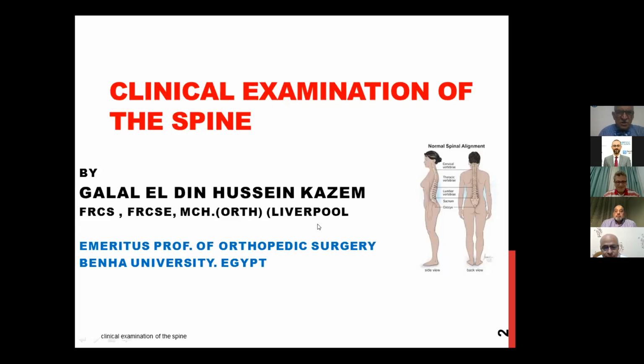Clinical examination of the spine presented by Galal Kazem, Professor of Orthopaedic Surgery, Benha Faculty of Medicine, Benha University, Egypt.